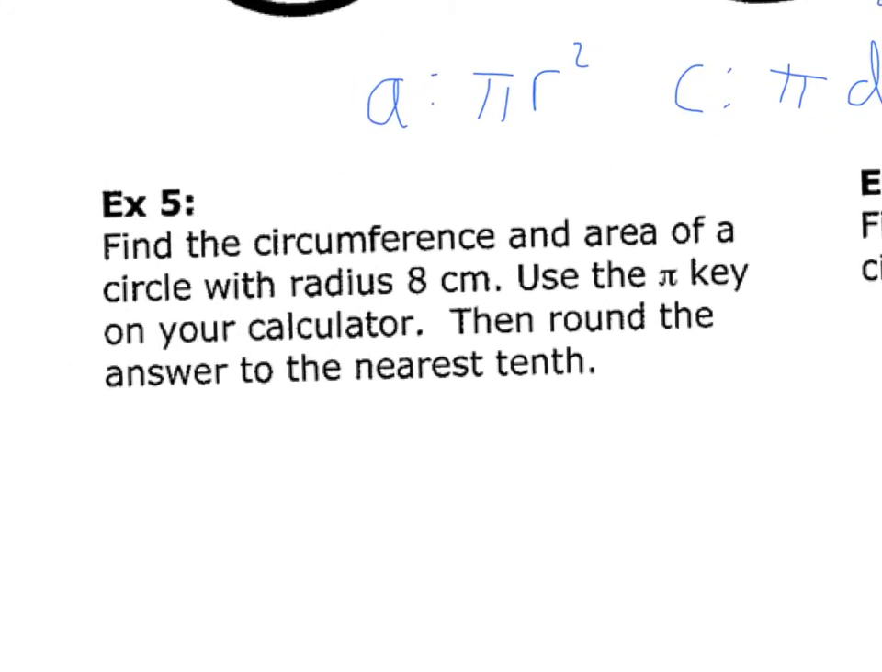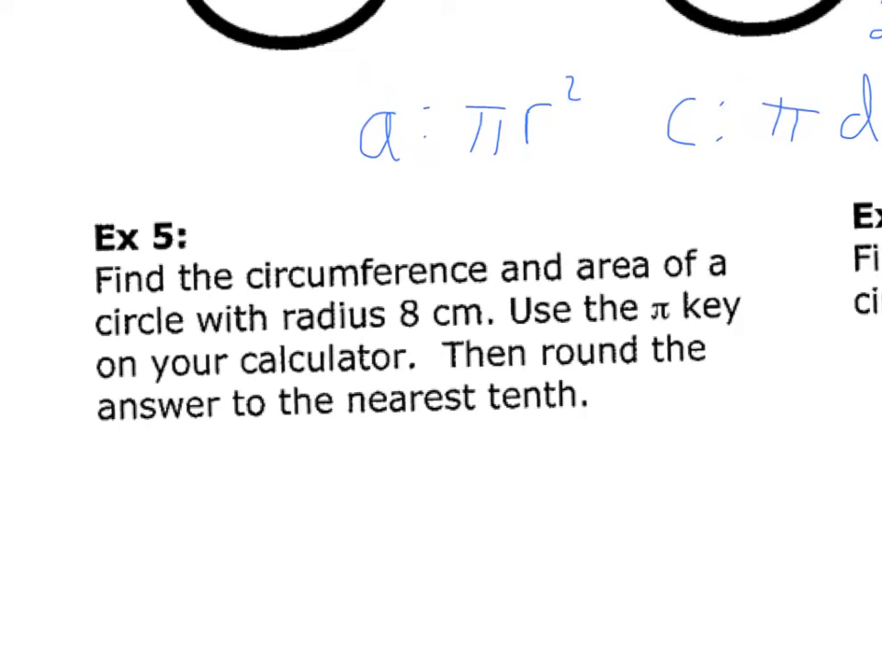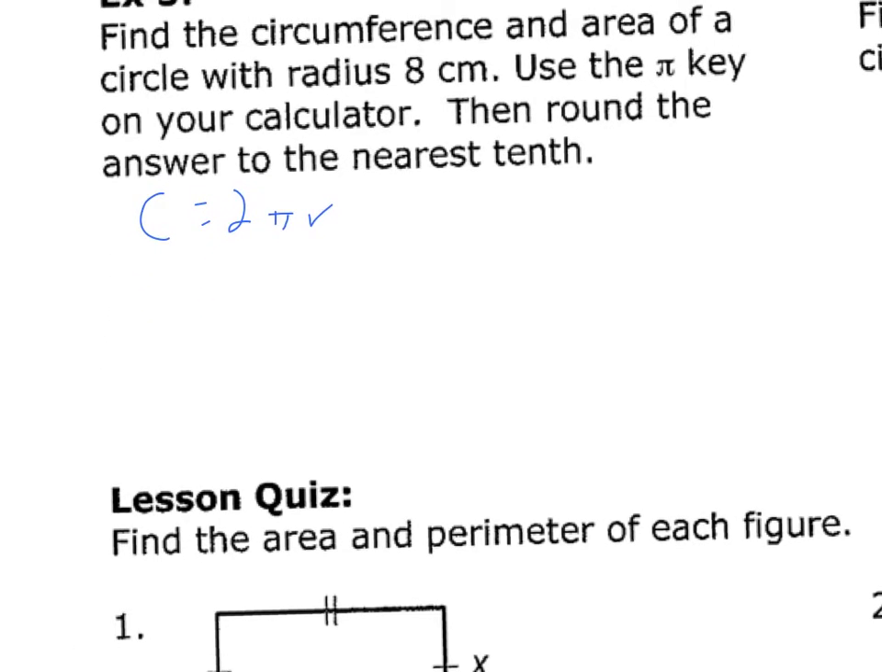Let's take a look at these two problems. It asks us to find the circumference and area of a circle with radius 8, and it says use the pi key on your calculator, then round to the nearest hundredth. Let's find the circumference. We know circumference is 2 pi r. We plug in the radius 8, so we have 2 times pi times 8. Multiplying that out gives you 16 pi, or 50.3 centimeters. So that's your circumference.